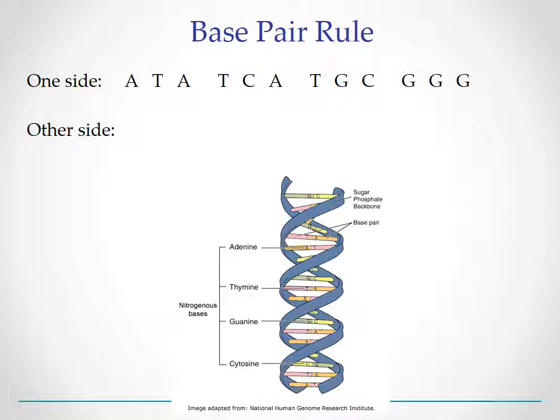So let's do a little bit of practice. You have your base pair rules. Remember, A's go with T's and C's go with G's. Adenine would bind with thymine. Thymine would bind with adenine. Cytosine would bind with guanine. Guanine would bind with cytosine. And our last 3, guanine, guanine, guanine, would bind with cytosine, cytosine, cytosine.